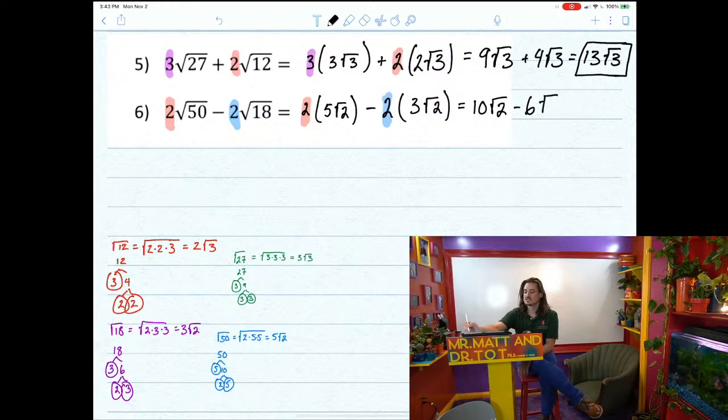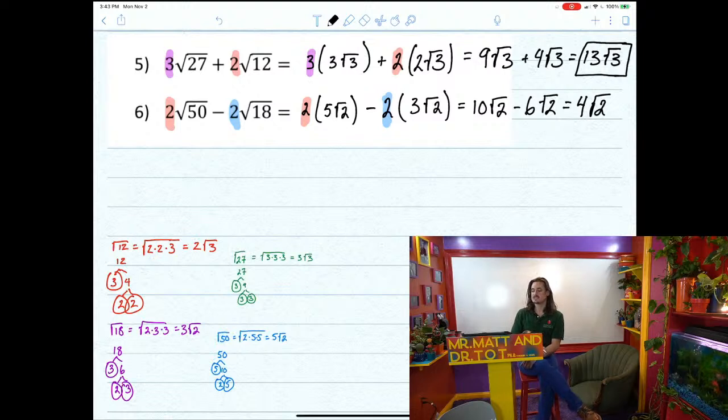10 root 2 minus 6 root 2, keep the common radicand, add or subtract the coefficients. 10 minus 6 is 4, so we're going to have 4 root 2 as an answer. If you have any questions, then please let me know.